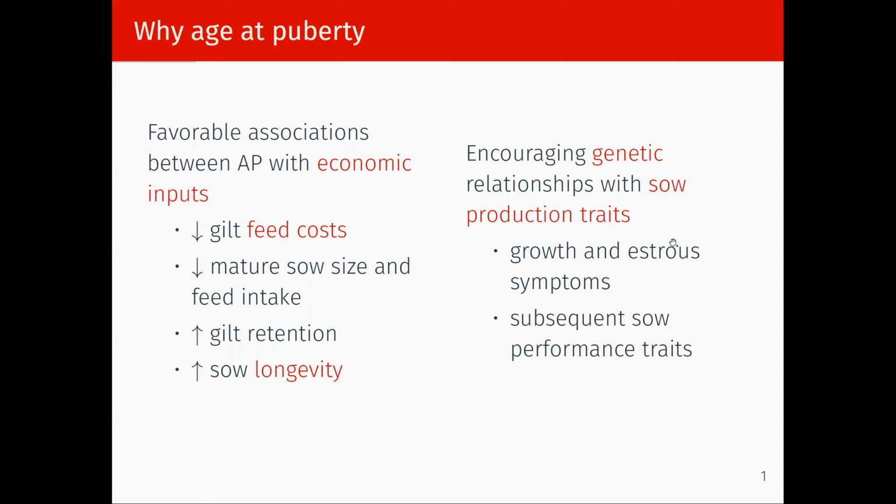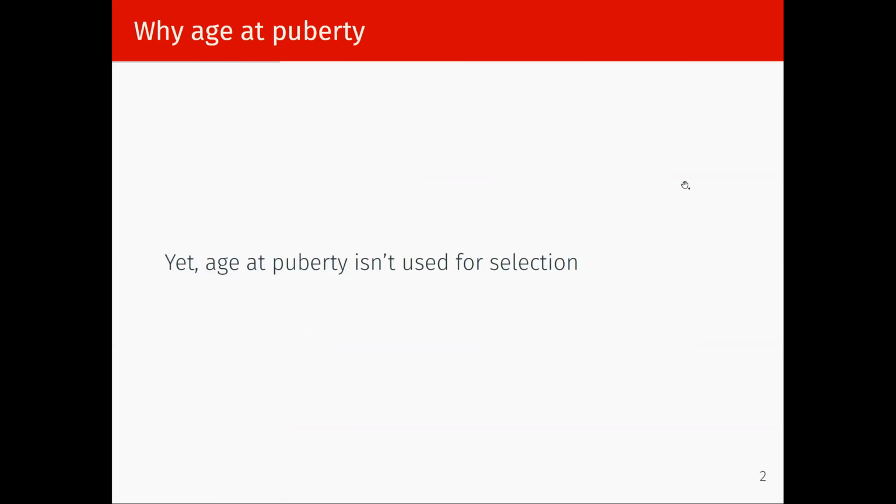On top of that, there are a number of encouraging genetic relationships with other sow productivity traits, such as a decreased age at puberty is associated with faster growth and stronger estrus symptoms. And then also a decreased age at puberty is associated with subsequent sow performance traits, such as a higher total number born alive and a higher total number weaned. Yet, despite all of this positive feedback, age at puberty isn't used for selection in any major swine breeding programs.